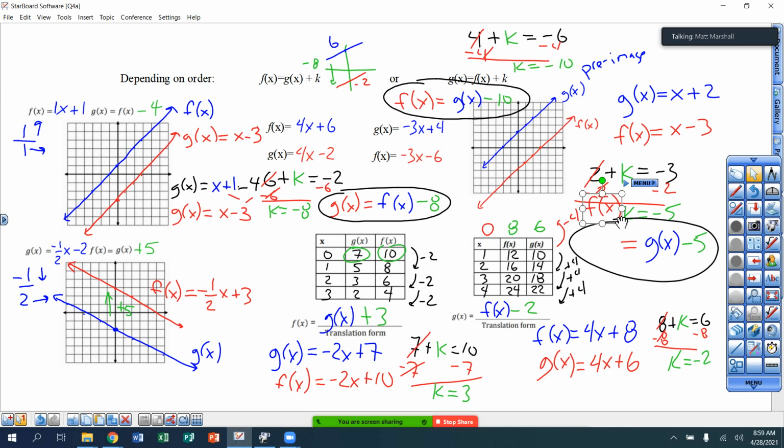If you need rulers, I got them. Straight edges. If you need calculators, I got them for you. Please never use your cell phone calculator. It'll be taken away. So calculator, straight edges.